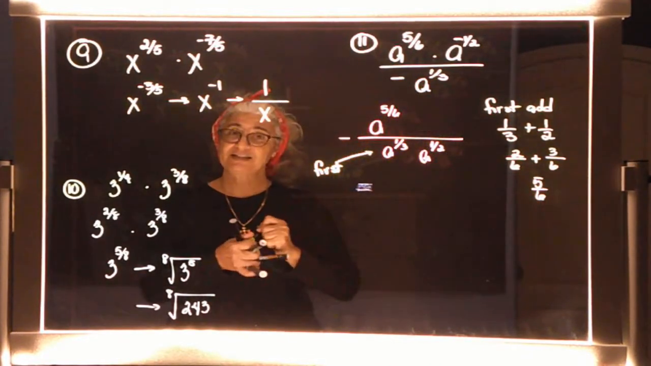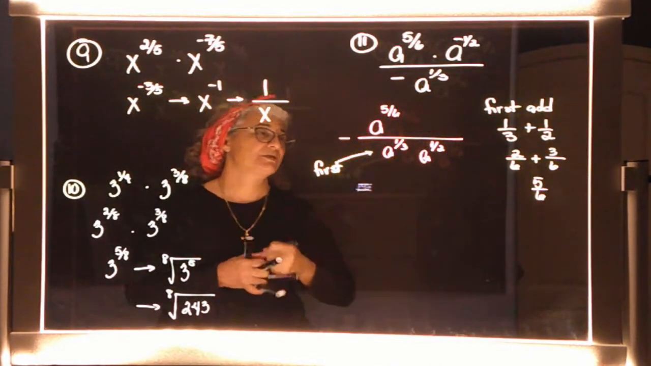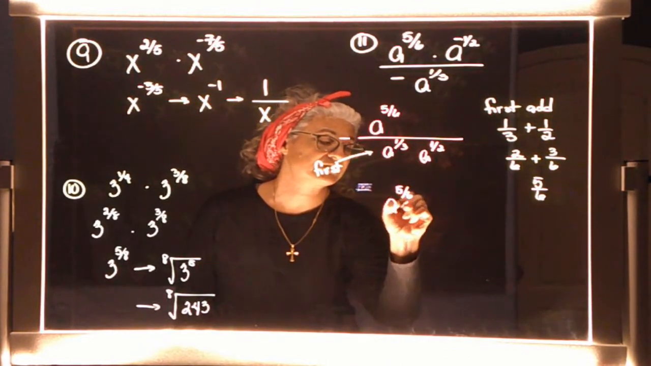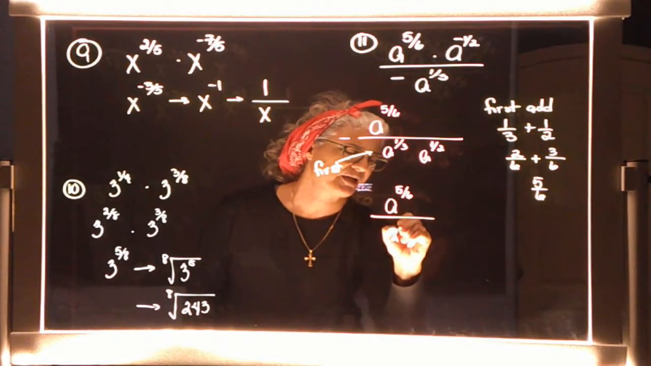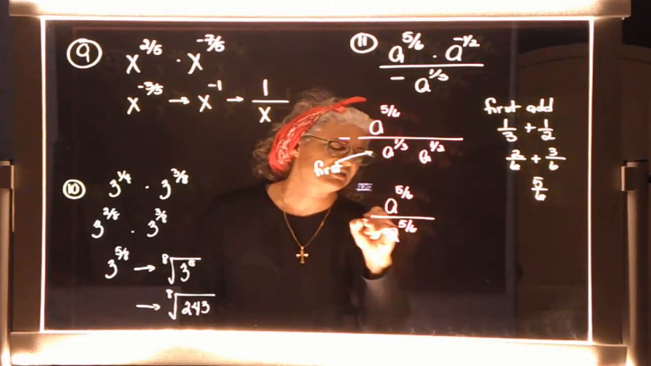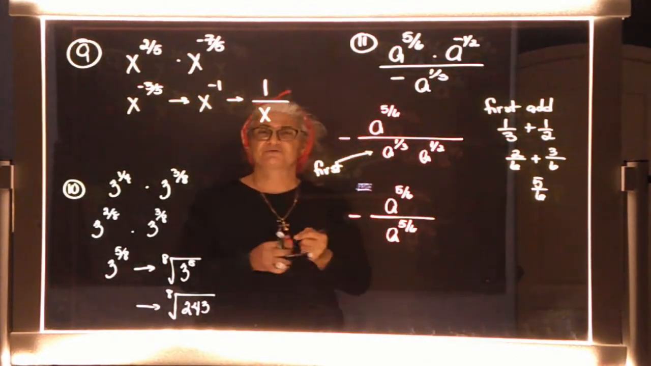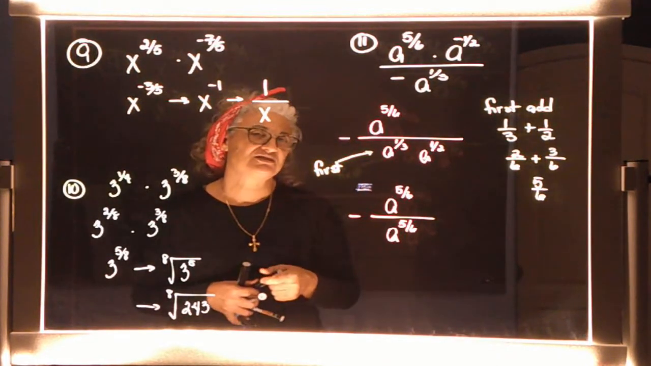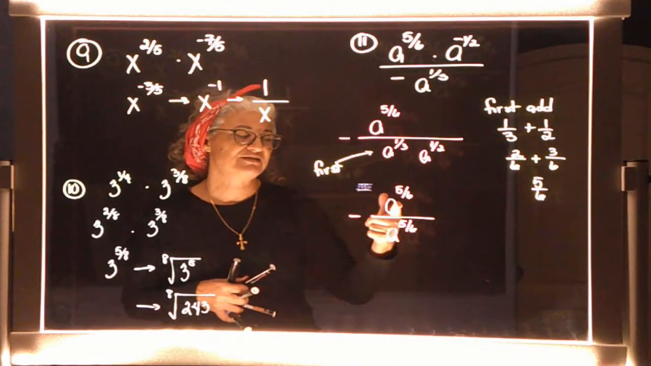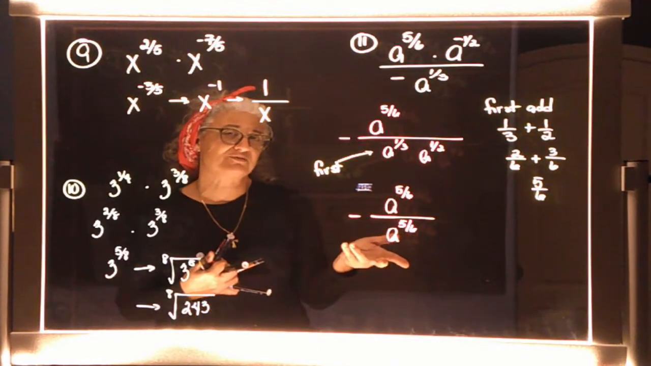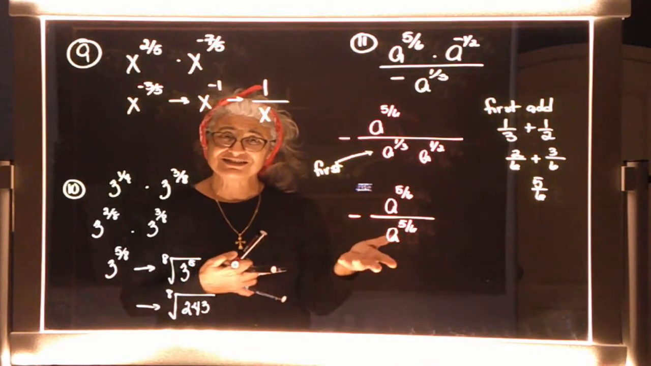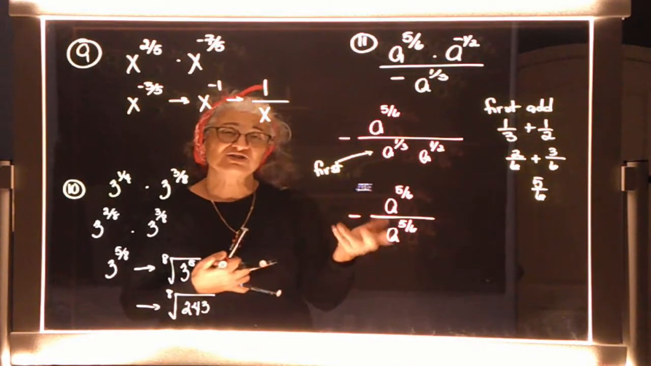So, looks like the a on the bottom is going, so I still have the a on the top to the 5 over 6, and the a on the bottom also has the exponent of 5 over 6, doesn't it? And there's a negative out front, isn't there? Huh. Well, what happens when you divide something by itself? What happens? What goes on? Yeah, they cancel, don't they? Right? So I should be left with what?